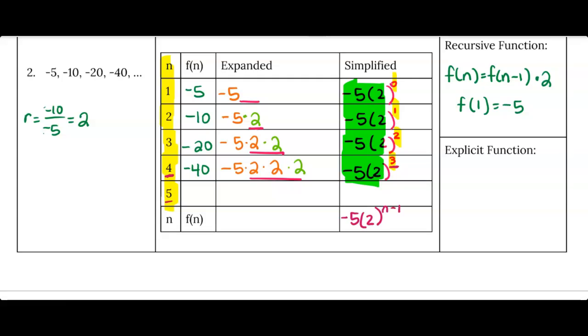So if I wanted to do the 5th term, then it would be negative 5 times 2 to the 5 minus 1, which would be negative 5 times 2 to the 4, which makes sense because there were 3 2s here, and I would have negative 5 times 2 times 2 times 2, and then I would do another 2 to give me 4 2s. So my explicit function is f of n is equal to negative 5 times 2 to the n minus 1.